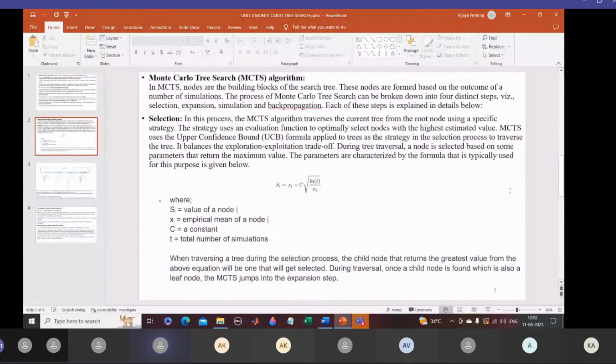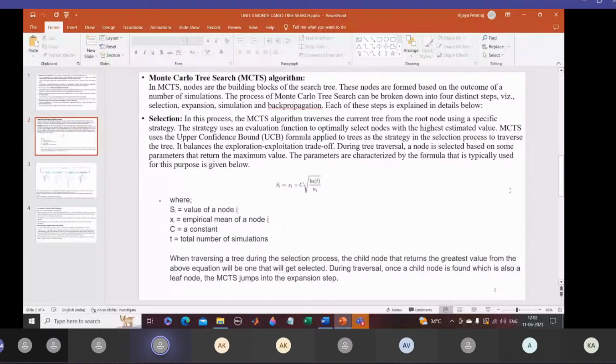The basic thing is that we must use more depth, and that takes time. The building blocks here are nodes, and the result is based on the outcome of the number of simulations. MCTS, that is Monte Carlo tree search, can be broken into four distinct steps: selection, expansion, simulation and backpropagation. These are the four steps followed in this algorithm.